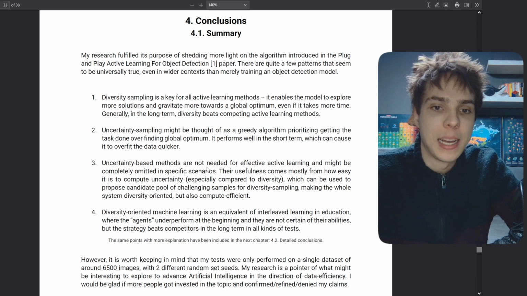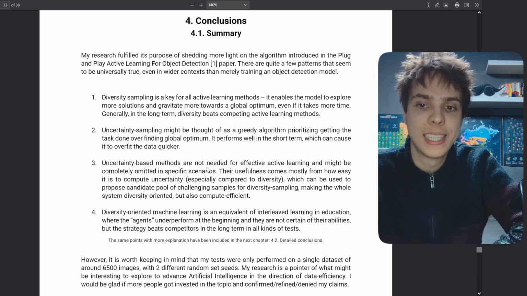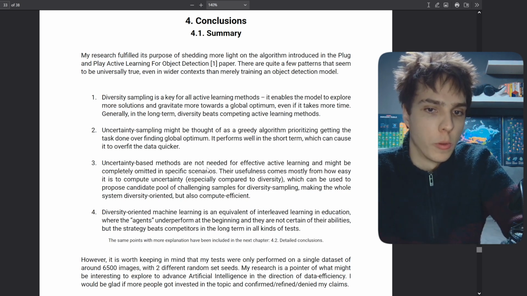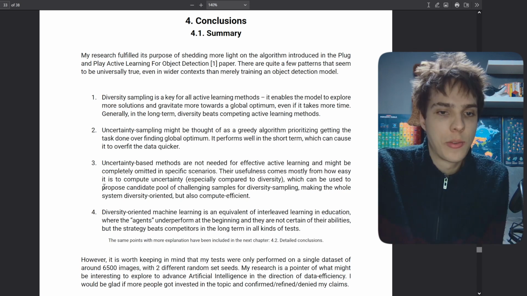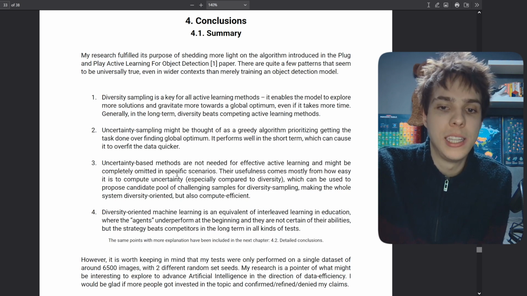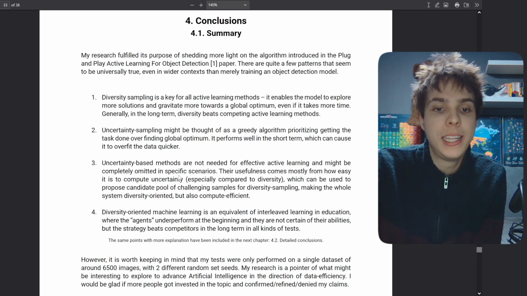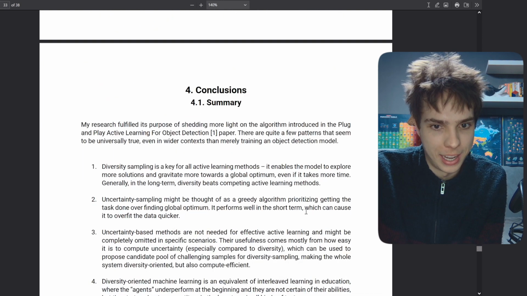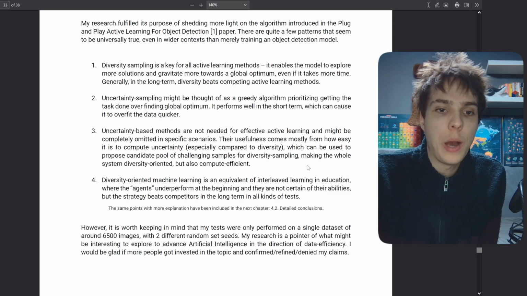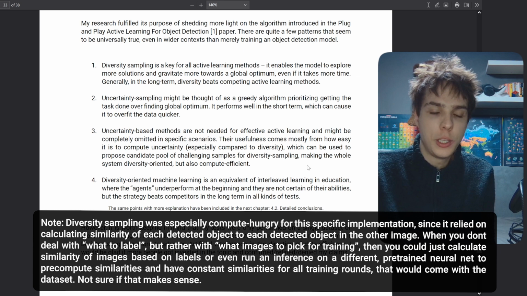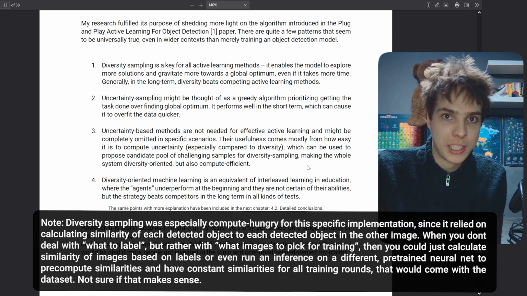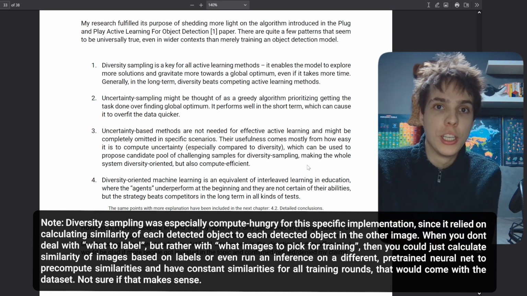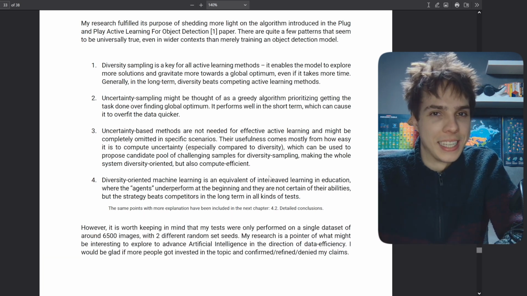Second, uncertainty sampling might be thought of as a greedy algorithm, prioritizing getting the task done over finding the global optimum. It performs well in the short term, which can cause it to overfit the data quicker. Third, uncertainty-based methods are not needed for effective active learning and might be completely omitted in specific scenarios. No uncertainty sampling performed the best, right? Their usefulness comes mostly from how easy it is to compute uncertainty, especially compared to diversity. Because for diversity, you have to compute the matrix of how similar each image is to each image. Yeah, it takes time.